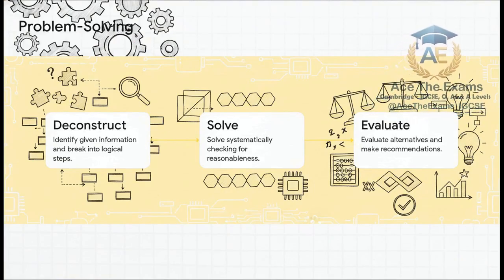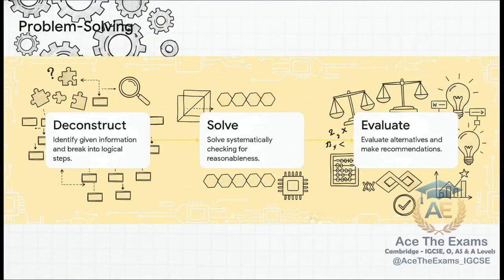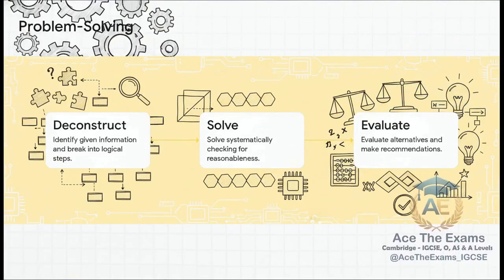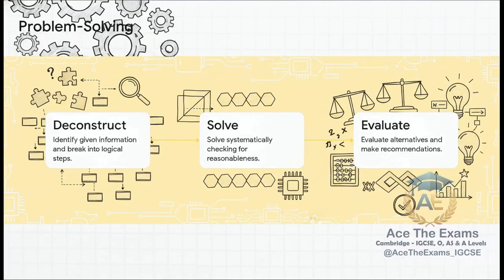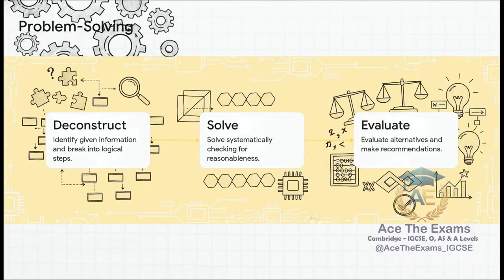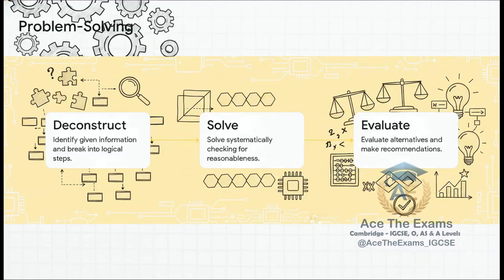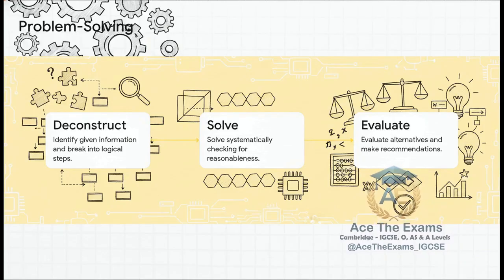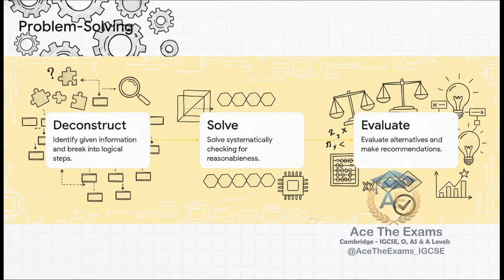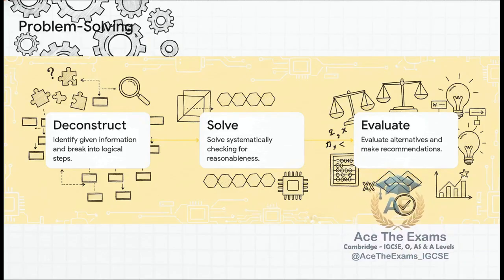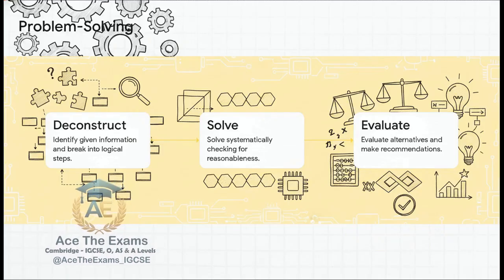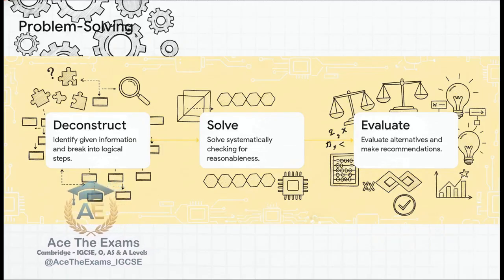When faced with a massive 6-mark ISR question, a top-tier student doesn't just grab their pen and start frantically writing. No way. First, they identify the given information and break the problem down into manageable, logical steps. That's the deconstruction phase. Next, they solve systematically, ensuring every single step naturally flows to the next. Finally, and it's actually fascinating why this is the hardest step for most students, they evaluate. They check for reasonableness and make justified recommendations.